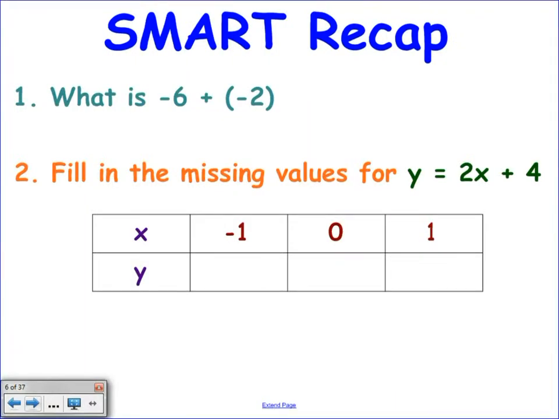So for the first one, I want you to tell me what the result is of -6 plus -2. And then the second one, I want you to fill in the missing numbers within this table. On the first one then, -6 plus -2. What's the first thing I have to deal with there? What's the issue? Expand the brackets.